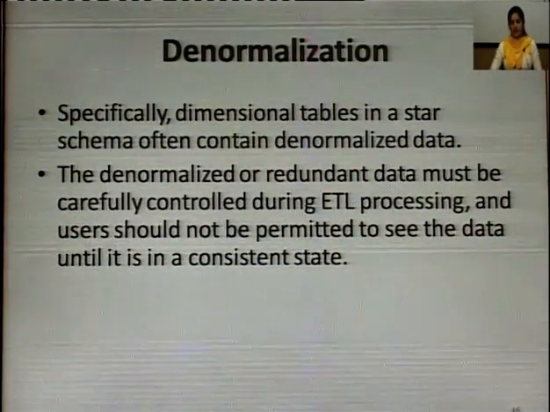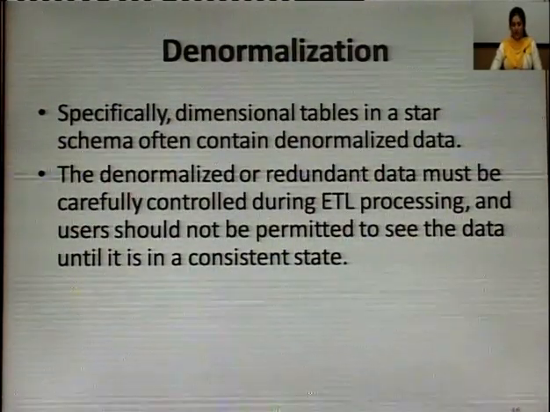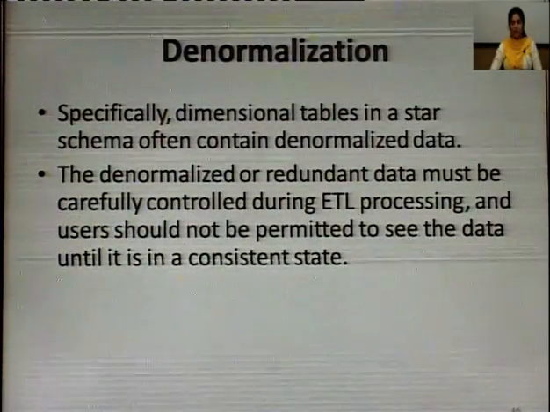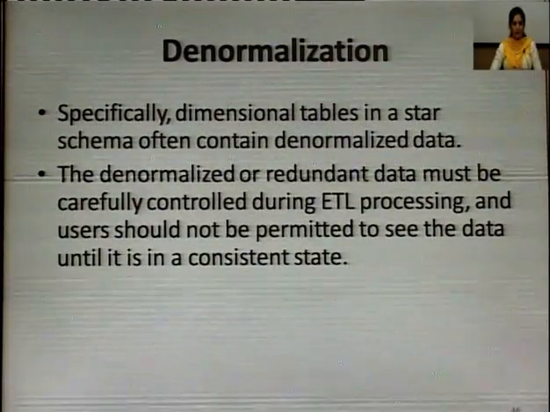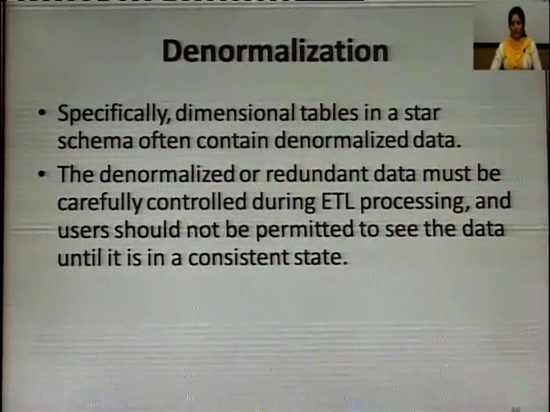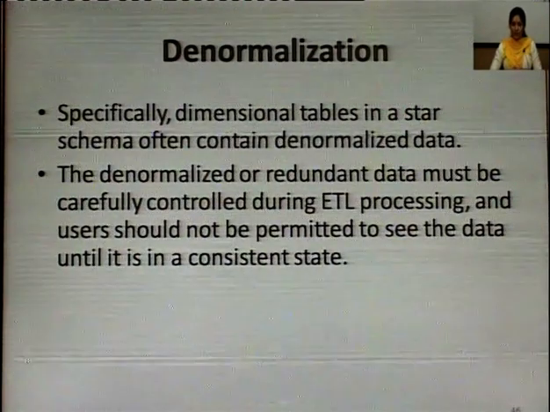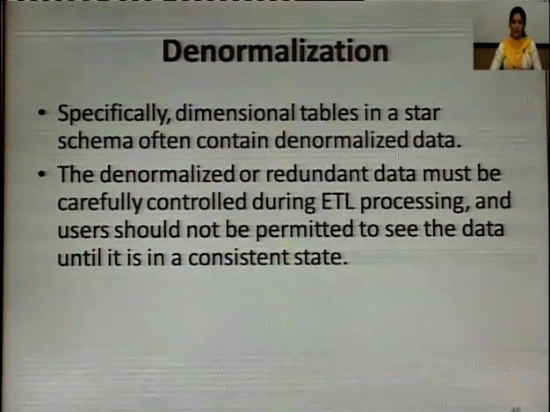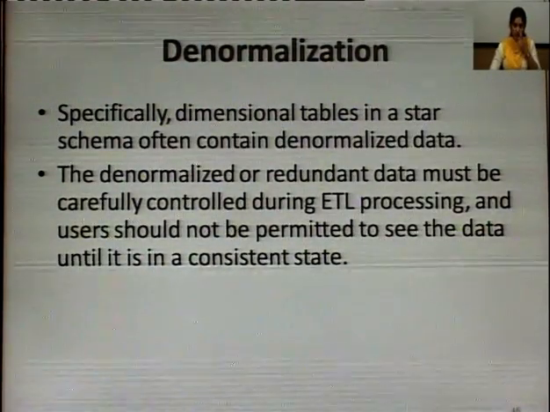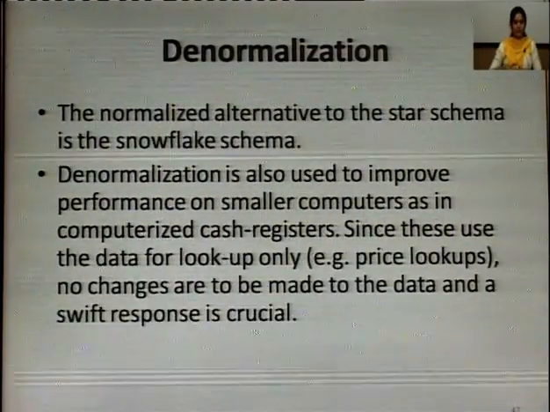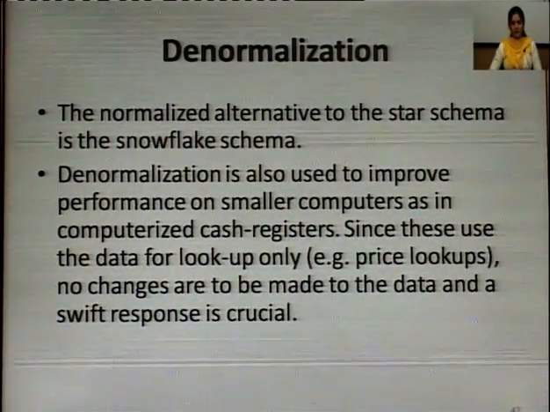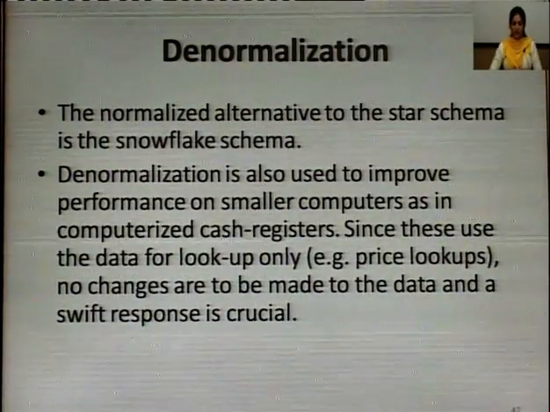So, in denormalized data, basically you can call the redundant data the denormalized data, because if the tables are not normalized, they must be having redundant data, and moreover the data may be inconsistent as well. So, it should be carefully controlled by the system analyst during the processing of your data, and the user should not be permitted to see the data before it is in a consistent state, because by using inconsistent data, the user may derive wrong results from that information. The normalized alternative to the star schema is a snowflake schema. You can use it in denormalization.